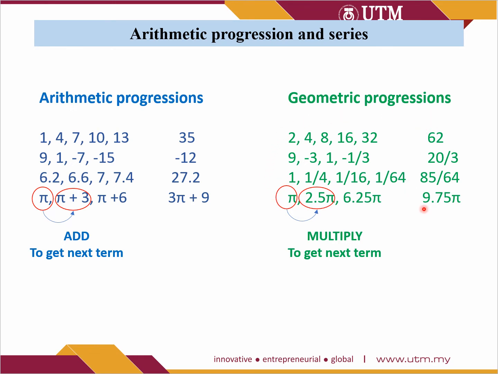And for this column, this is the series of the geometric progression. So meaning that when you add this 2 plus 4 plus 8 up until plus 32, you will get 62. So that is the difference between arithmetic and geometric.